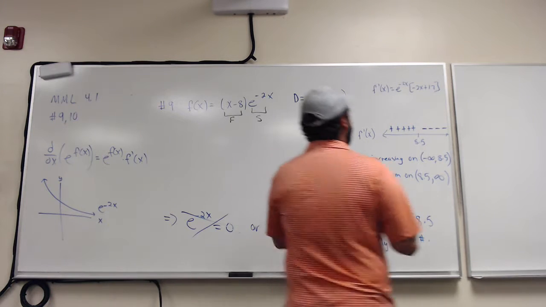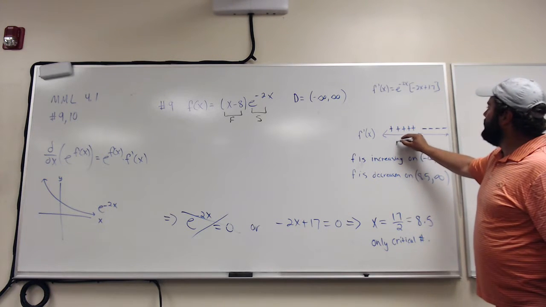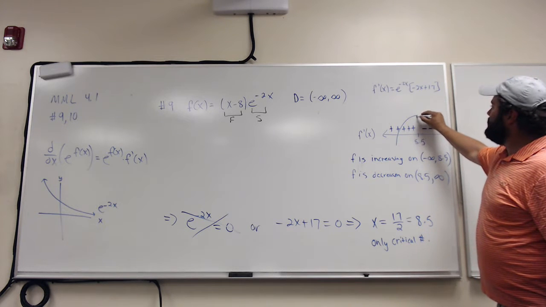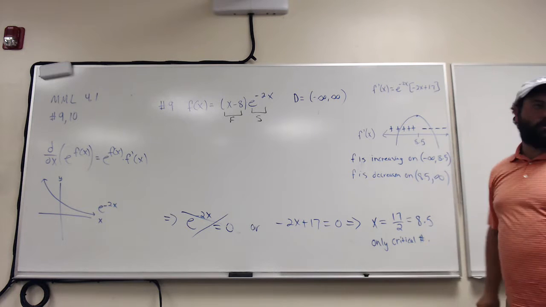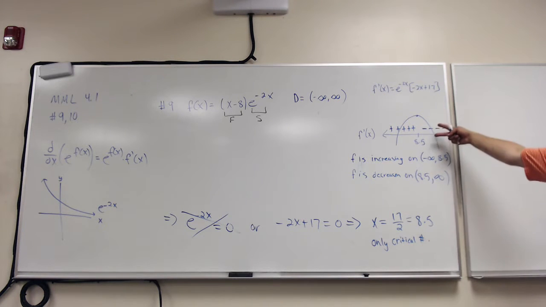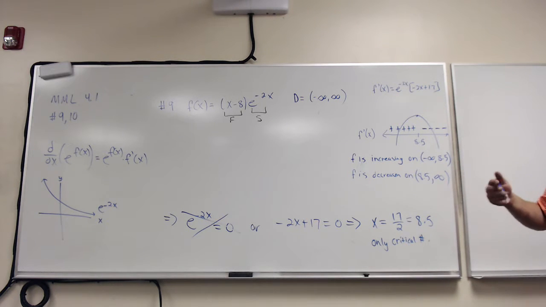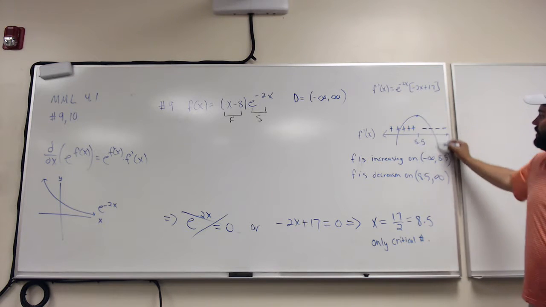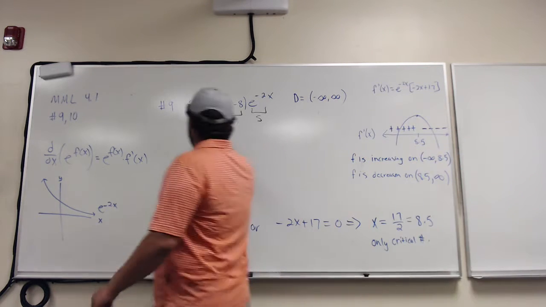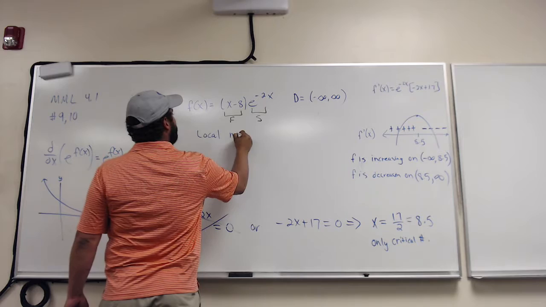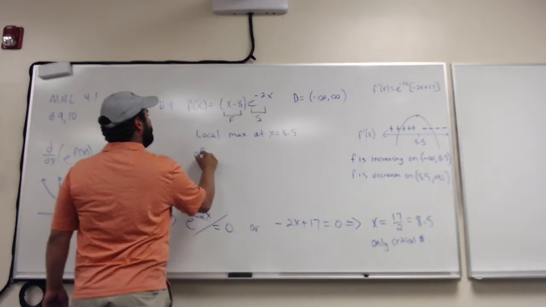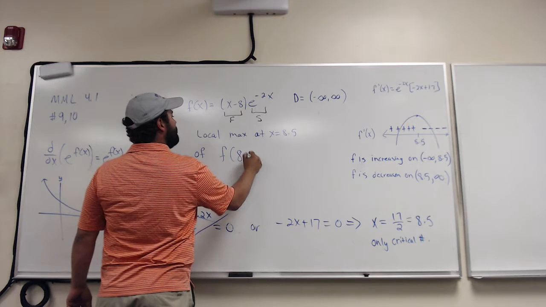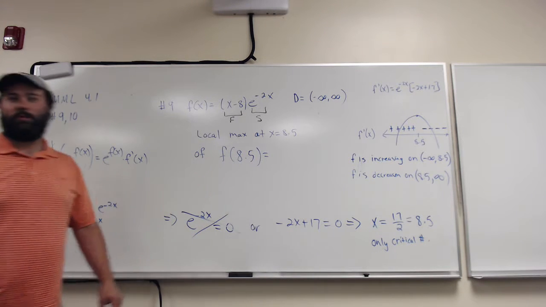So you can think about it this way. To the left of 8.5, the function would be increasing, and then you'll hit a local maximum, and then the function changes to decreasing. Now that's not really what the graph is going to look like. I'm just emphasizing that we're increasing to the left and decreasing to the right. So you have a local max at x equals 8.5 of, and you plug it into the original function to get the maximum itself.